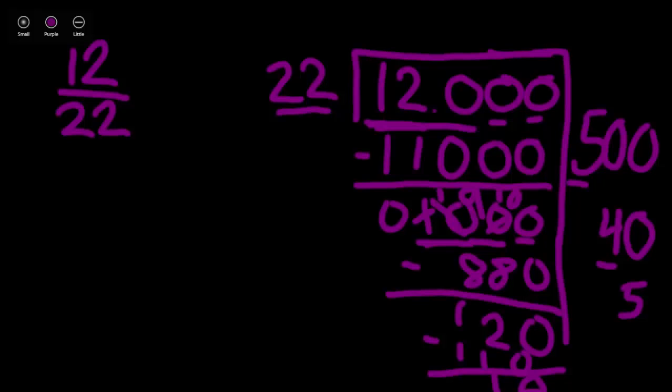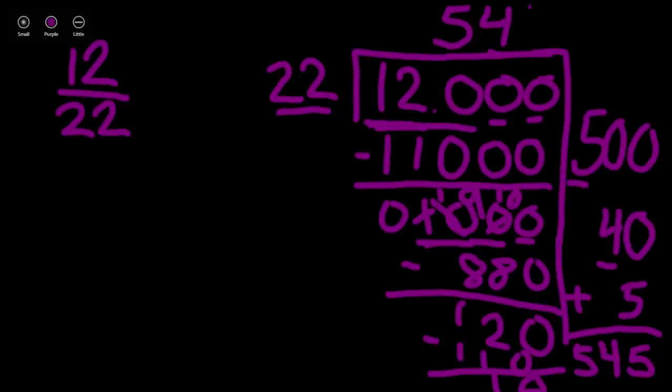Let's add up our factors on the right here to find out what our answer is. Add our ones column, 5. Add our tens column, 4. And add your hundreds column, 5. So I'm going to transfer my answer, 545, right back up to the top.